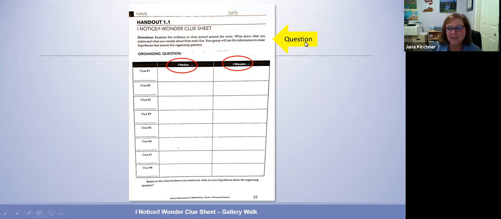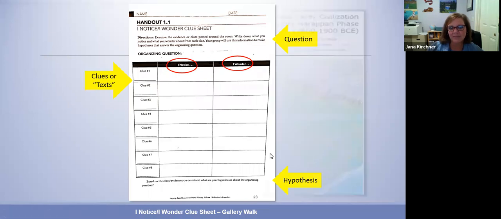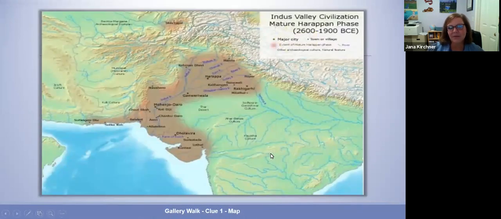So notice it has a question at the top. Then we're going to be looking at clues, or I'm going to go ahead and call these texts to use our literacy language. And then we're going to make a hypothesis at the end of what we think about this culture based on the clues we looked at. So we're not really going to do it, but I put the clues in here so you could see them.